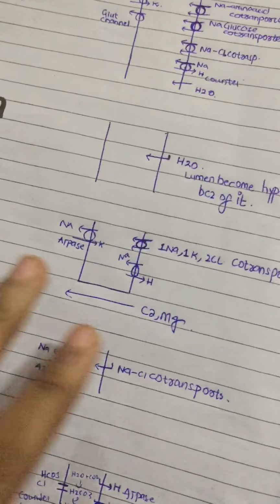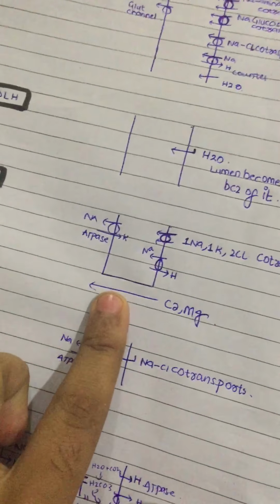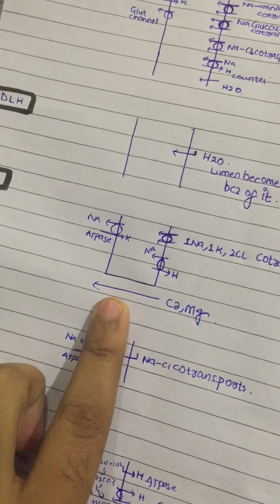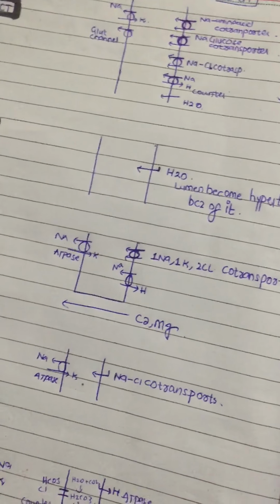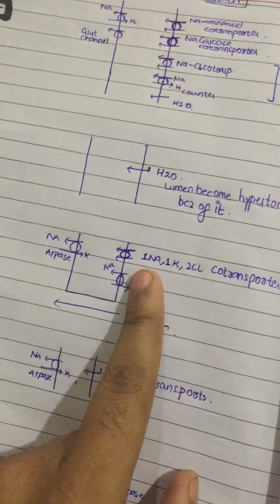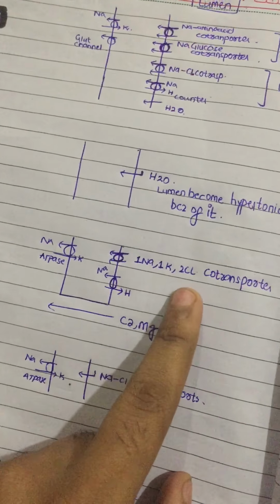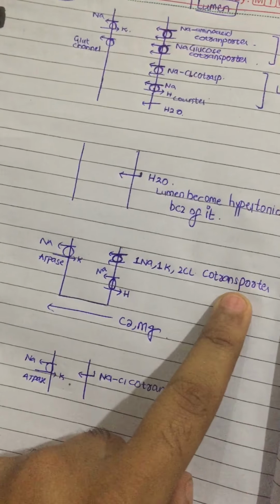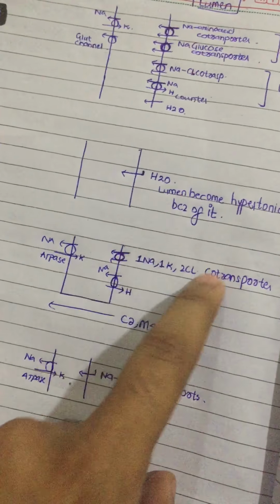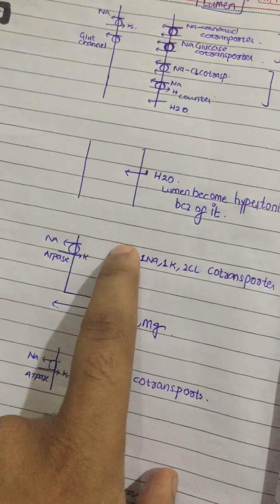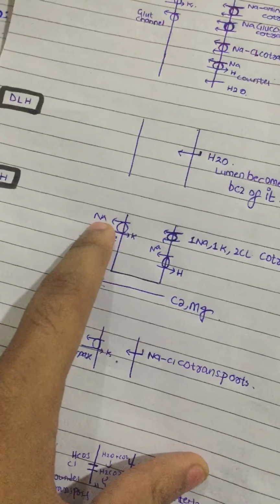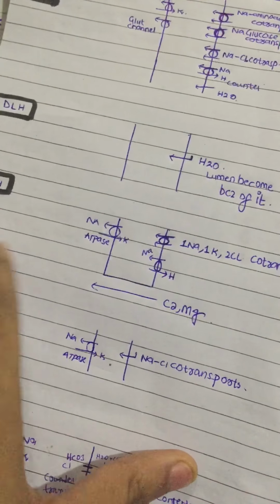In the ascending loop of Henle, this is a question which comes in the paper, and it is really important, and you all should know it really well. In the ascending loop of Henle, we have the channel called the 1 sodium, 1 potassium, and 2 chloride co-transporter, which reabsorbs these substances into the cell, and then from the cell they are absorbed across the basolateral membrane into the interstitium.